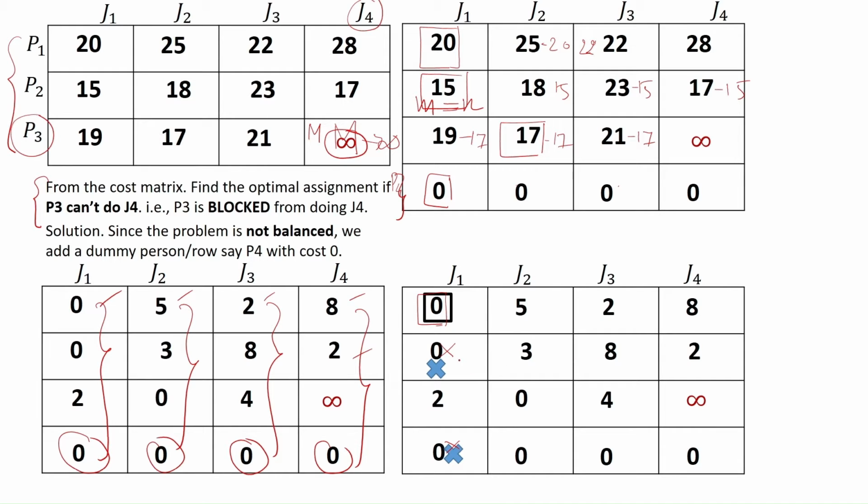In the second row, I look for a 0. Now there is no 0 left to be marked or crossed, so I leave it. In the third row, I see a single 0, so I mark it as allocated and cross out any other 0 in its column.